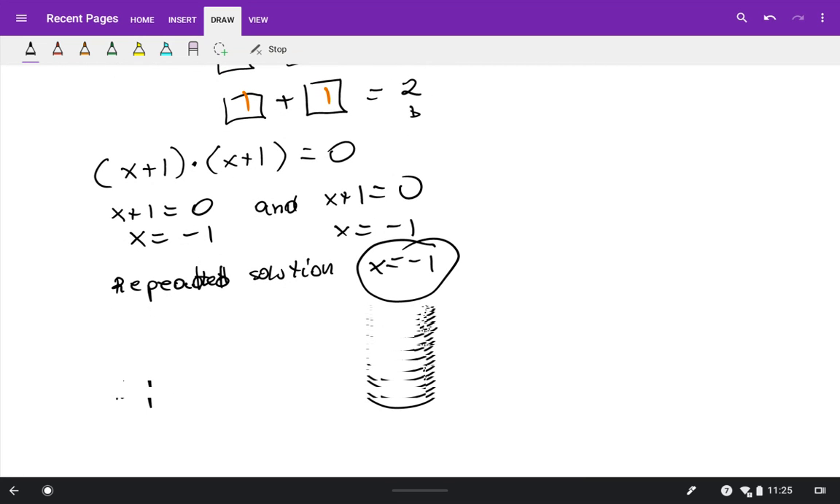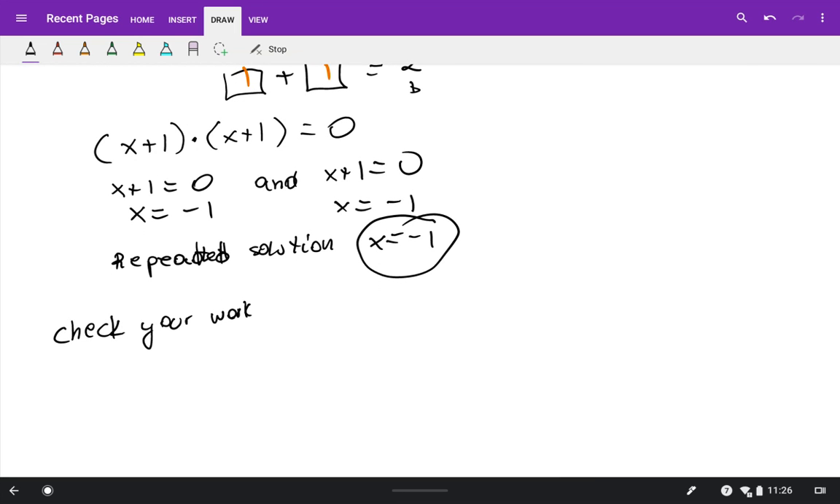Now, like I mentioned, the last step is to check your work. You want to see if we solved it correctly. So I'm going back to the original equation, which is the fifth root of x squared plus 2x supposed to be equal to negative 1, and I'm going to replace x with negative 1.